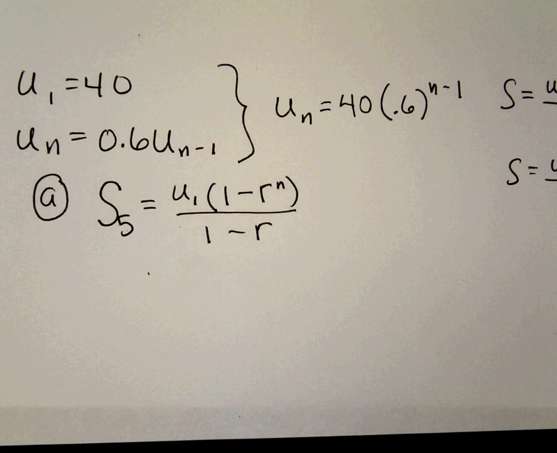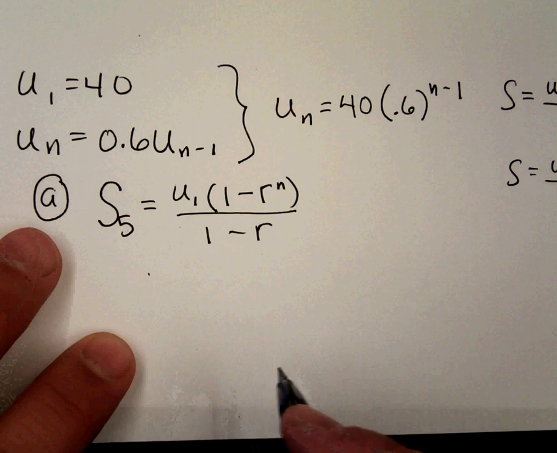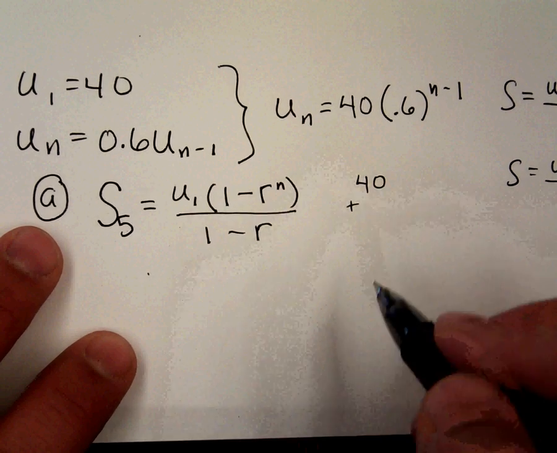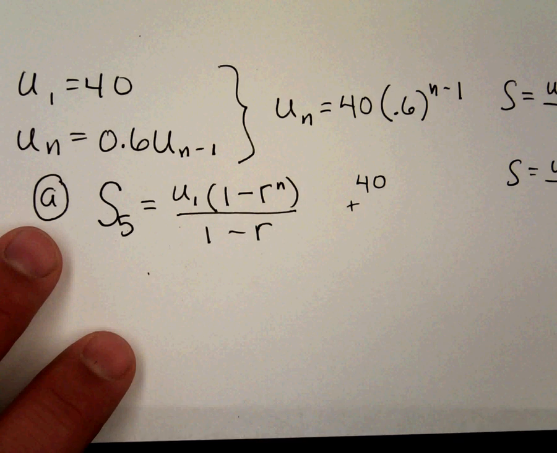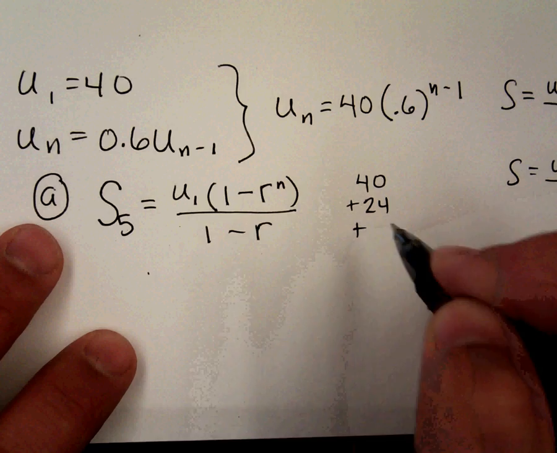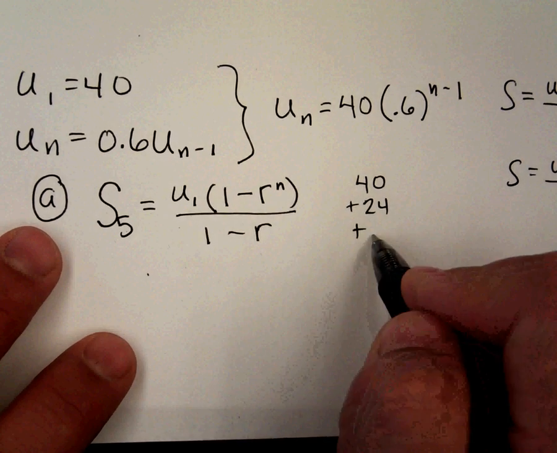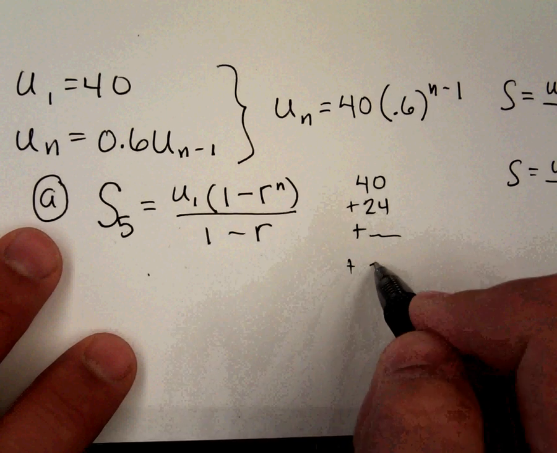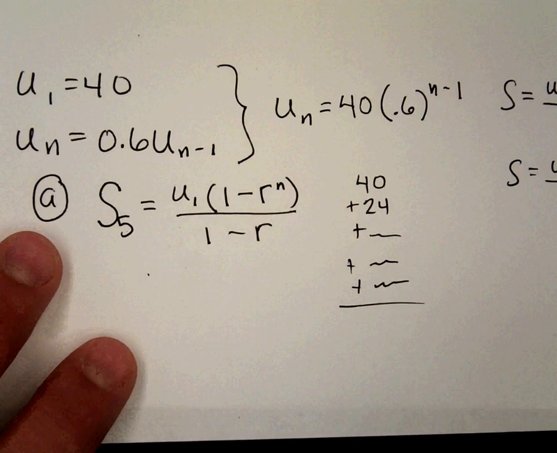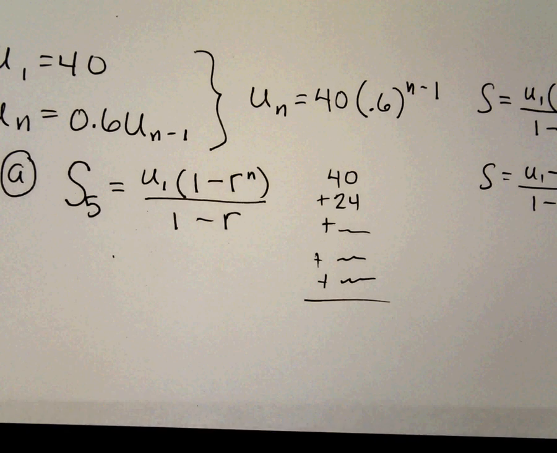So you can certainly just do this if you really want. You can say the first term's 40. The next term is 0.6 times 40, which is 24. Plus, the next term would be 0.6 times 24, plus whatever, plus whatever, and you can add them up and get the answer. But we don't have to do that because we have this formula which is supposed to be a shortcut.